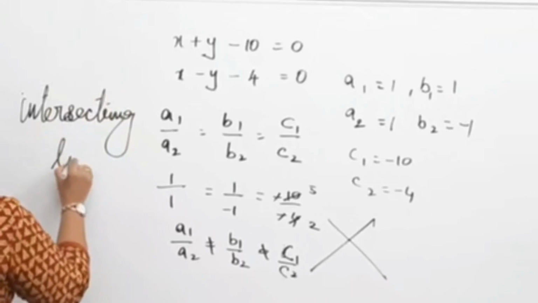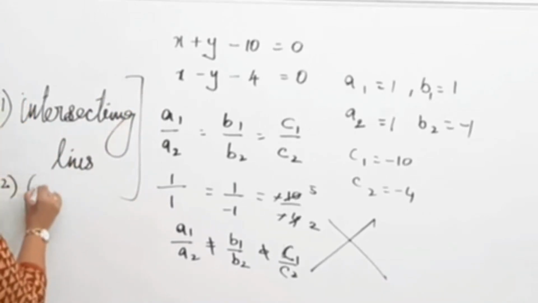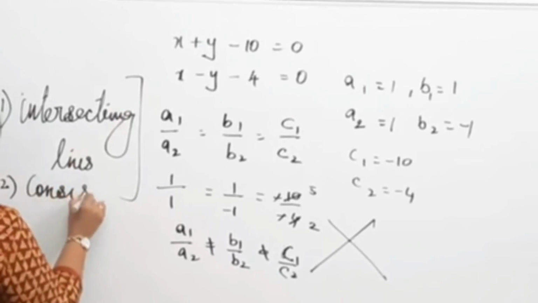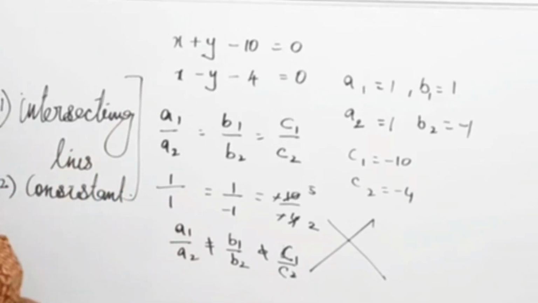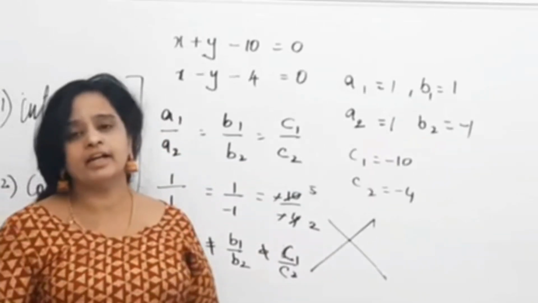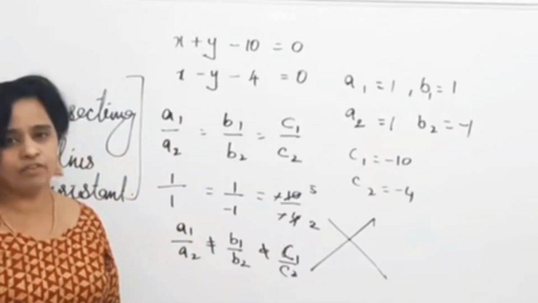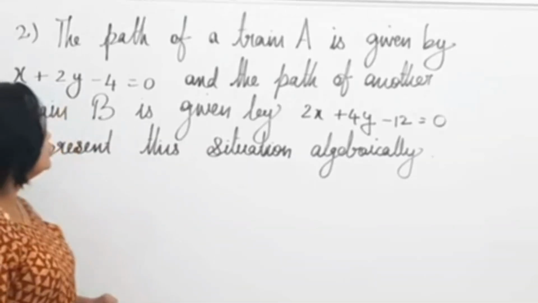The algebraic expression: it is intersecting lines, and the second one is consistent. They are a consistent pair of linear equations. Hope everyone understood how to get the algebraic representation of a pair of linear equations. Shall we move on to the next question? Children, we move on to the next question.